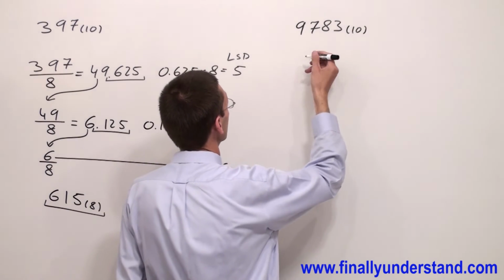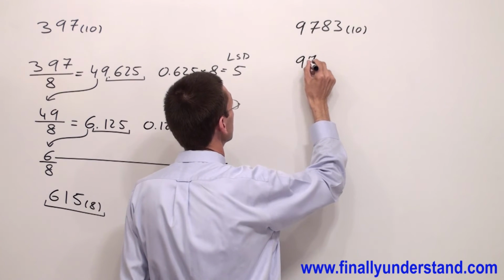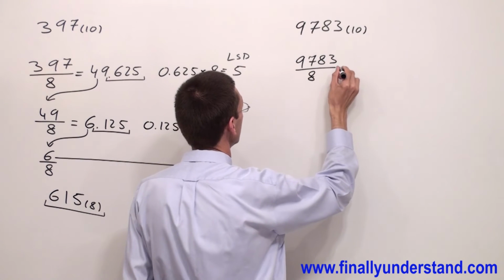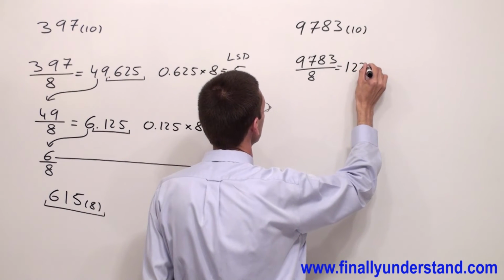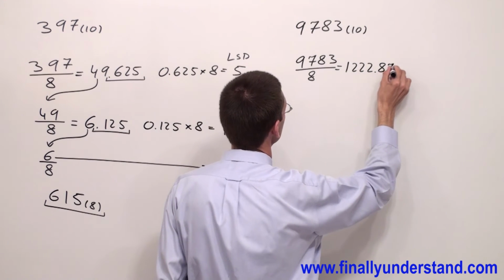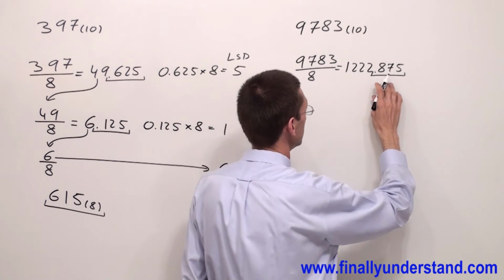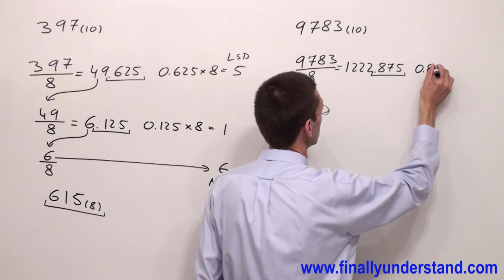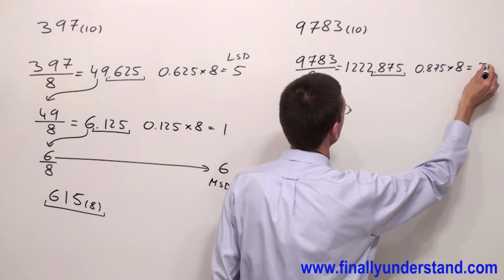Again, we're supposed to perform the divisions. I have 9,783 divided by 8. This is equal to 1,222.875. Again, you're supposed to take the decimal part of this number and multiply by 8. So I have 0.875 times 8, and this is equal to 7.